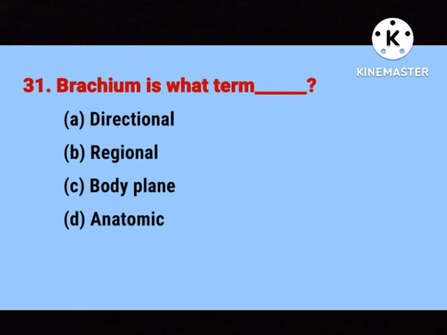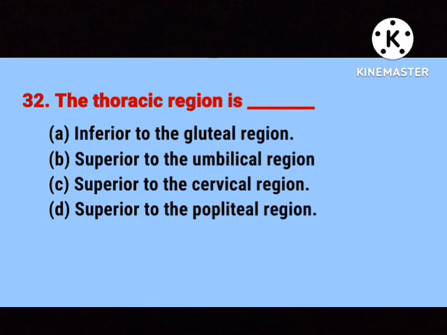Brachium is what term? A. Directional, B. Regional, C. Body plane, D. Anatomic. The thoracic region is dash: inferior to the gluteal region, superior to the umbilical region, superior to the cervical region, superior to the popliteal region.